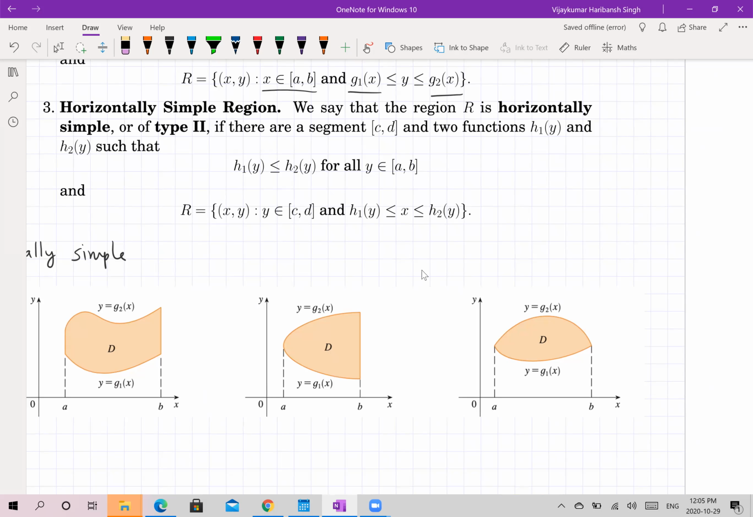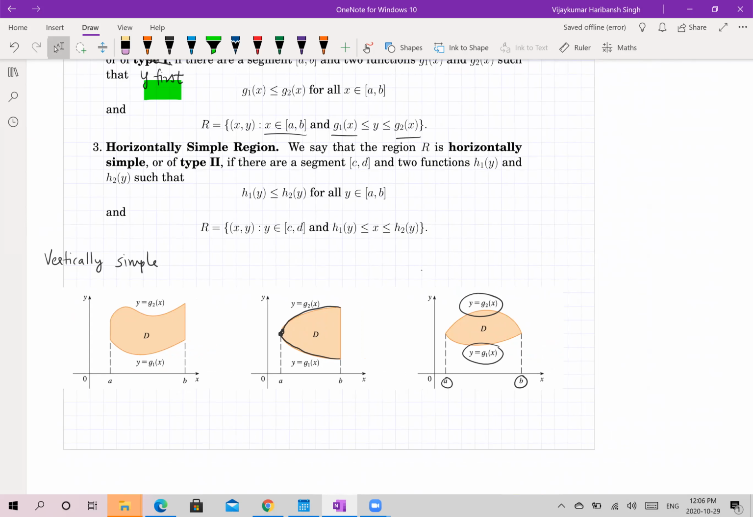Similarly here as well, x is between a and b, and y is between g1(x), which is the curve here, and g2(x). Another example here is also from a to b. Again, x is between a and b, and y is between g1(x) and g2(x). Such a region is called a vertically simple region, or type 1 region, or you can call it a y first region.